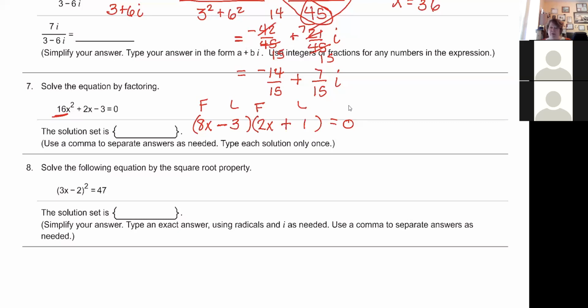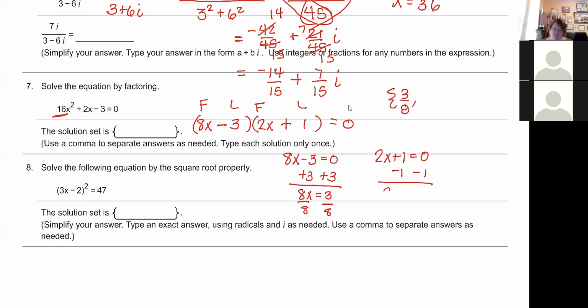So now, to solve this, I set each factor equal to 0. So I take the 8x minus 3, and I set that equal to 0, and the 2x plus 1, and I set that equal to 0. I add 3 here, and divide by 8. So 3/8 is one solution. Subtract 1 here. Divide by 2. It looks like what? -1/2.